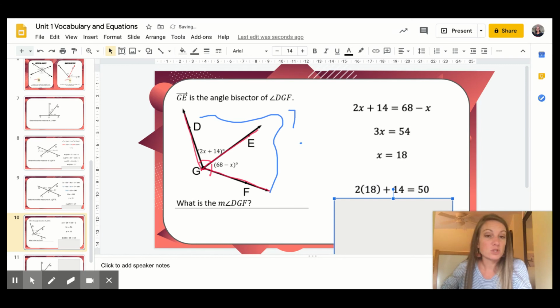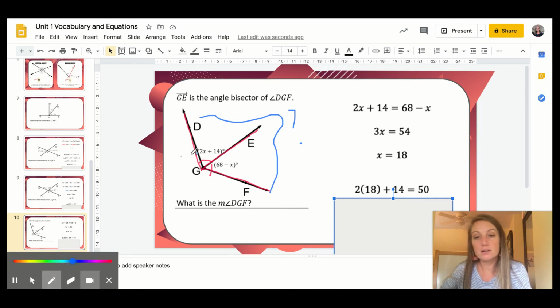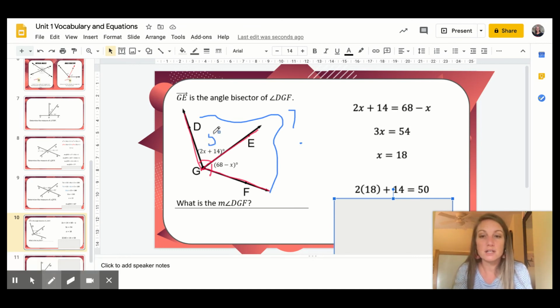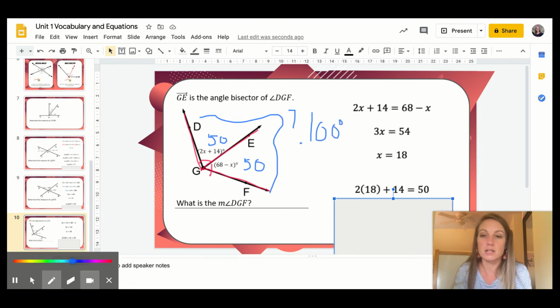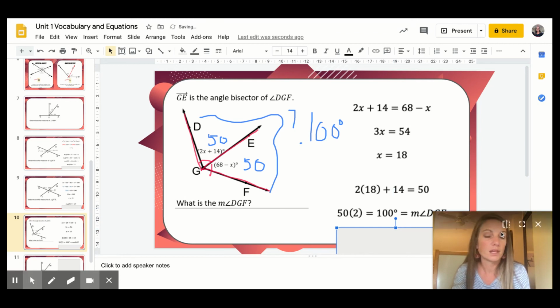So 2 times 18 plus 14 is 50. If this one right here is 50 degrees, and they are the same thing, that means the whole big one has to be 100 degrees. So let's see, is that what I got? Yep. 50 times 2 is 100, which is the measure of angle DGF.